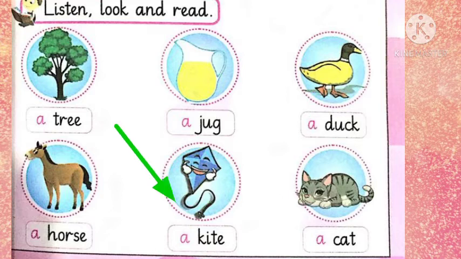What is it? It's a kite. And kite begins with letter K. So what we will add with kite? We will add article a because K is a consonant. K is not a vowel. So we will use article a. A kite. Look at the next picture. What is it? It's a cat and cat begins with letter C. C is a consonant letter. So we will use article a. A cat. Now start next page.